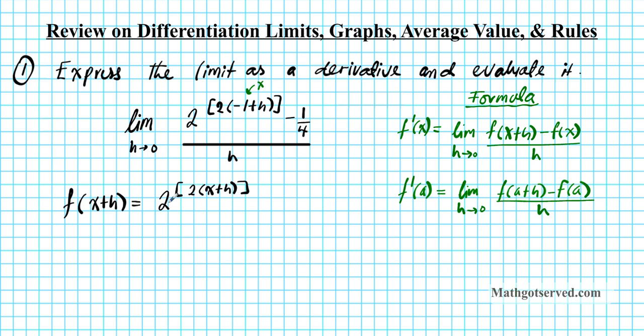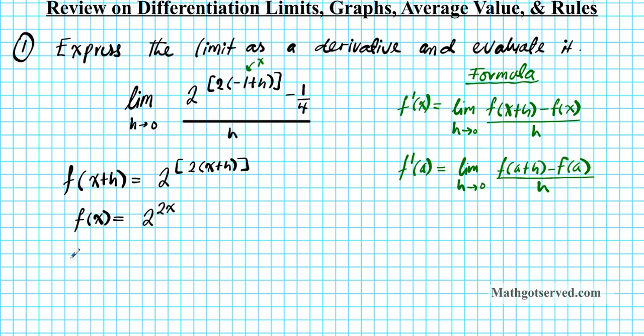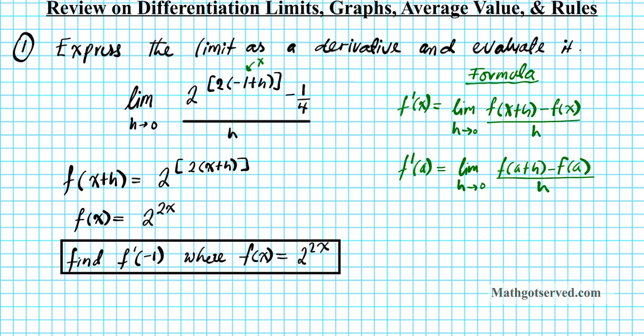Alright, so this is f of x plus h, then what must f of x be? Well, you just simply replace x plus h with x, so f of x is going to be 2 raised to the 2x. So this limit in derivative form can be written as we're to find f prime of negative 1 where the function f of x is equal to 2 raised to the 2x. Okay, so this is our first answer, evaluating the derivative of the function 2 to the 2x at negative 1.